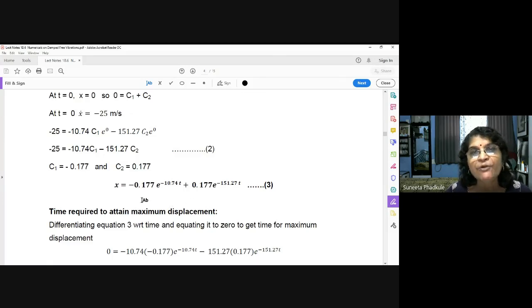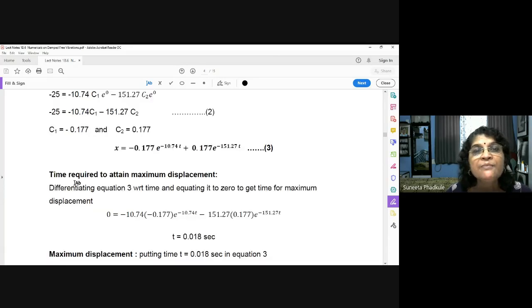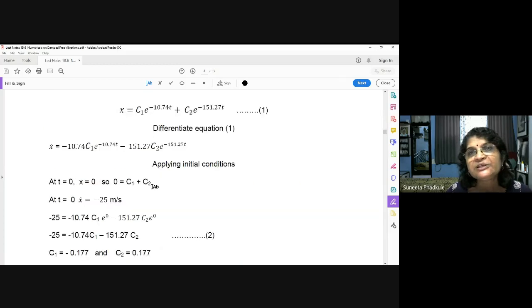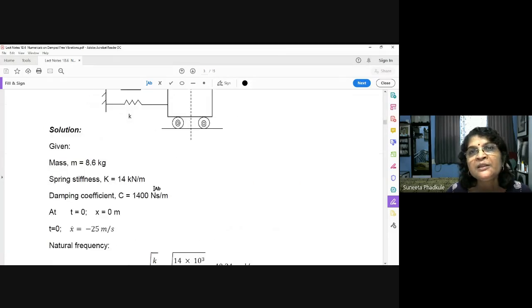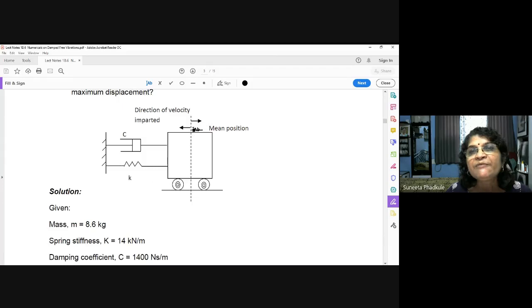What I have to find out as the second part? The time required to attain maximum displacement. That means this is your system. In this system, suppose the maximum it has traveled is up to this position. How much time is required to attain this maximum displacement?